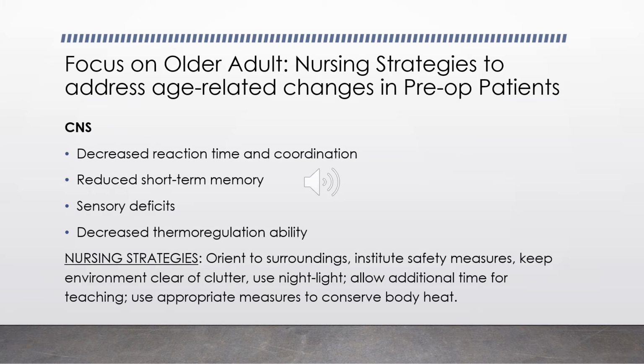Intracranial regulation concept. With an older adult, they have a decreased coordination or reaction time. Their short-term memory is reduced, sensory deficit issues, and decreased thermoregulation ability, right? So they are unable to conserve their body heat. They might have issues with being disoriented after surgery.